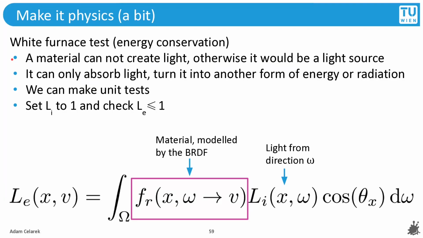The white furnace test. A material cannot create light, otherwise it would be a light source. This is pretty basic, but when you are implementing something, you can make errors. So this white furnace test can be used as a unit test. Basically, it works as follows. We set this term, the amount of incoming light, to 1, and then check the outgoing term. It should be below 1. If it's greater than 1, we have an emitter, and we don't want that.